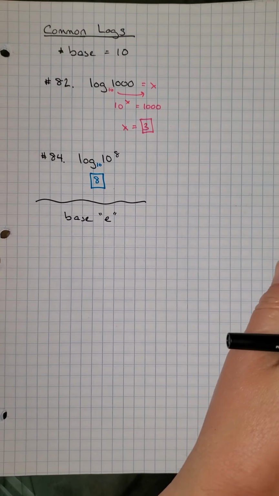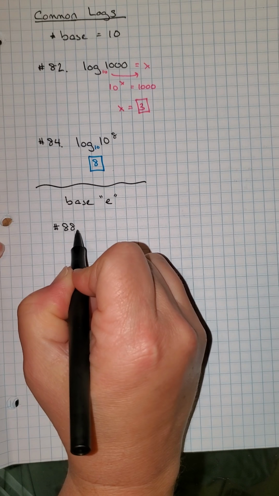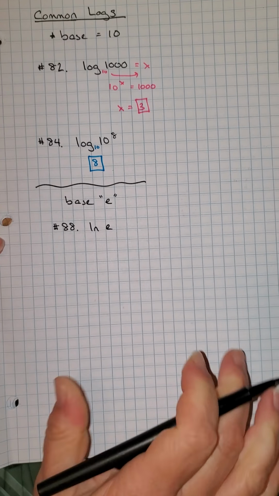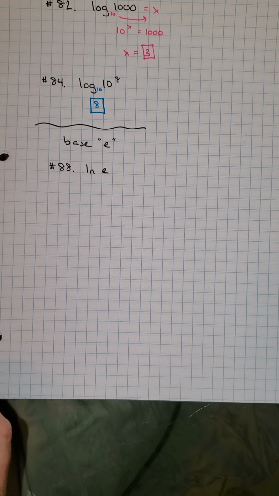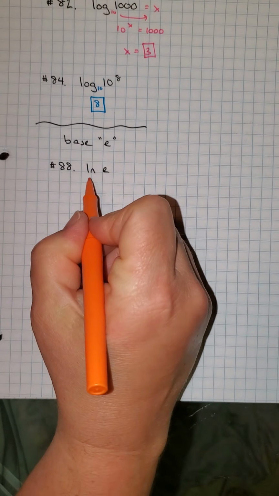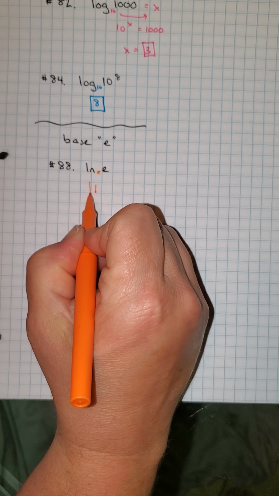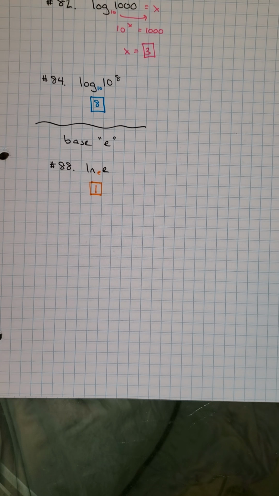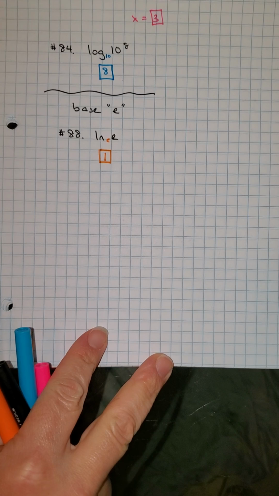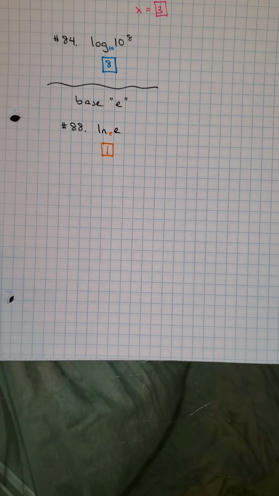Okay, so like if you're doing number 88 and it had the natural log of e, that's your two numbers matching also. So your base is e. So e to what power is e? It'd be to the first power. So just like log base 10 of 10 would be 1 also.